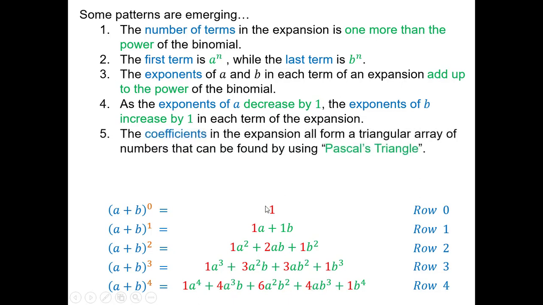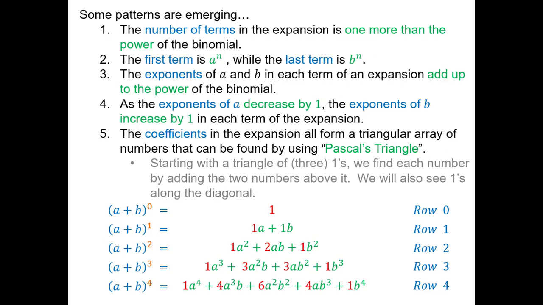But now we should take a look at the coefficients, all of the red coefficients here. We should realize that in this expansion, we're going to see a triangular array or collection of numbers that follow some pattern referred to as Pascal's triangle. We're going to take a look at how these show up in more detail when we look at Pascal's triangle in the next slide.